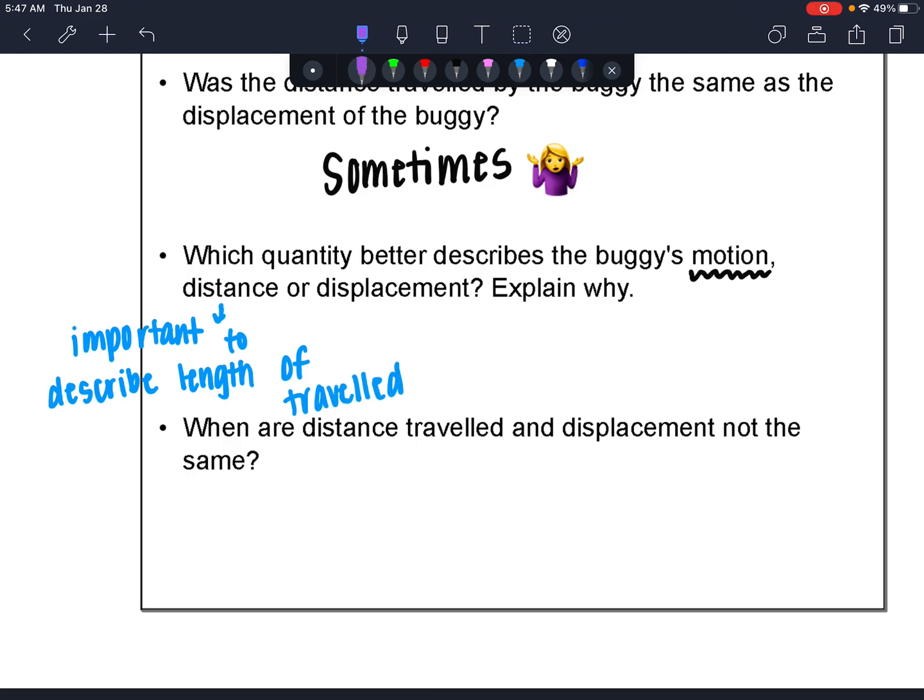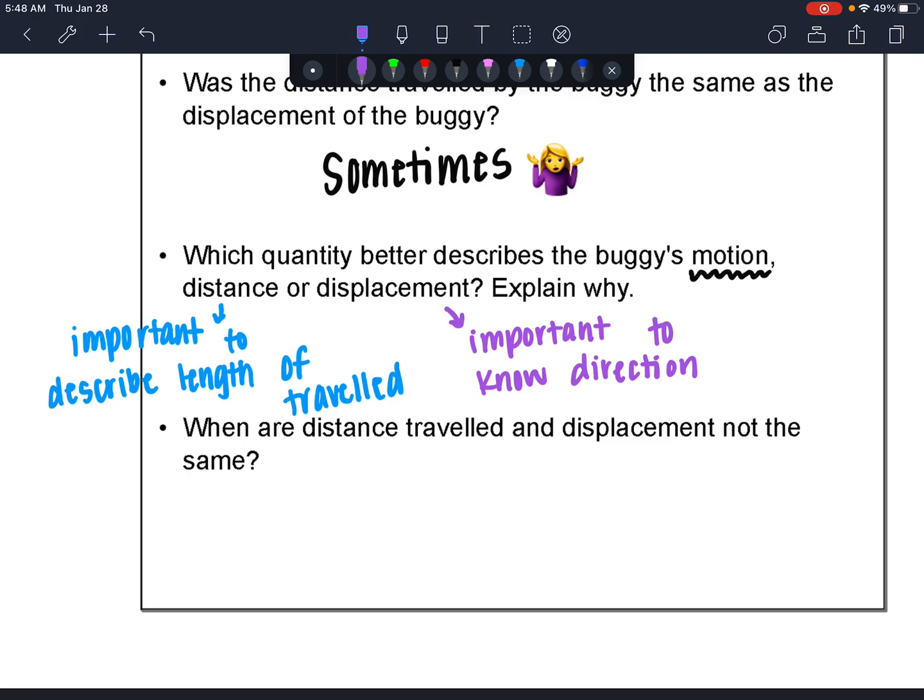But then displacement is really good if I want to know direction. Like if the direction of this object's motion was really important to me, then I'd use displacement. So you can see where in some situations we might want to use displacement, and others we might need to use distance to describe an object's motion. And that's where we're going to have to differentiate which is going to be more valuable to us.